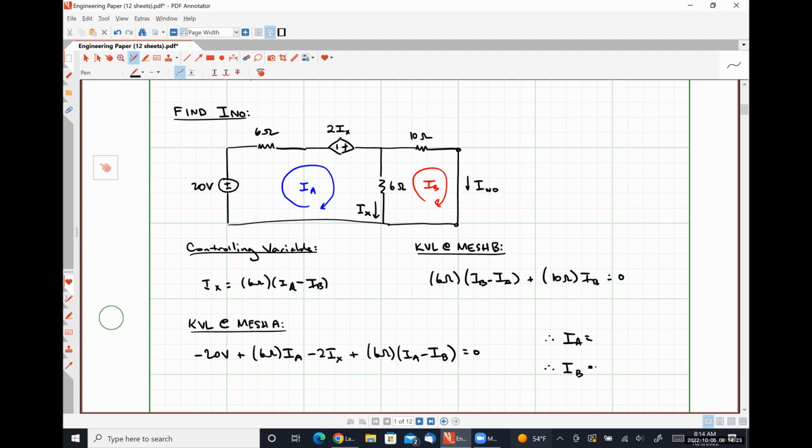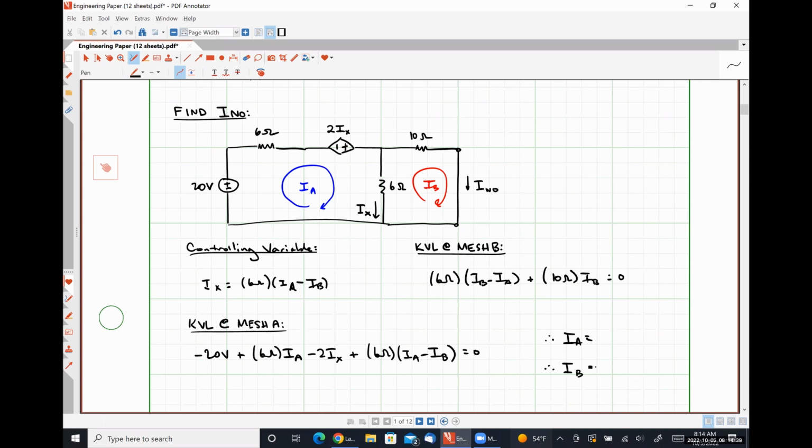Doesn't look like I did. So somebody throw this system in. Caden, what's up? For my controlling variable IX, because I made an asinine mistake. Thank you for noticing it.